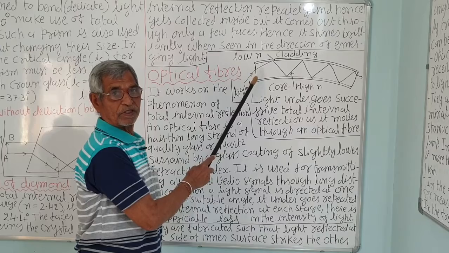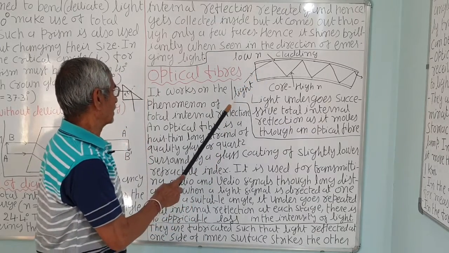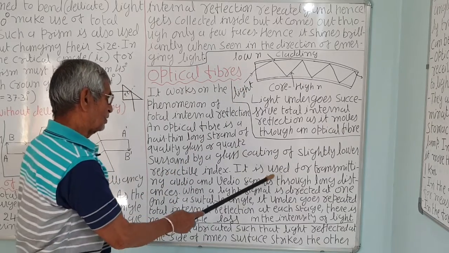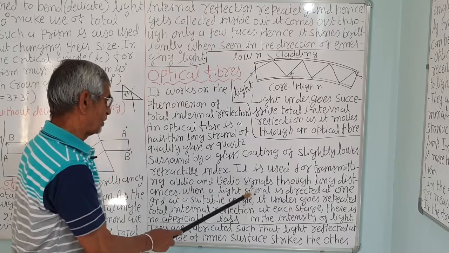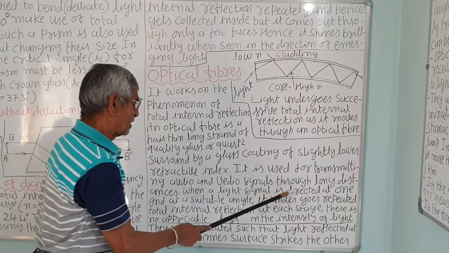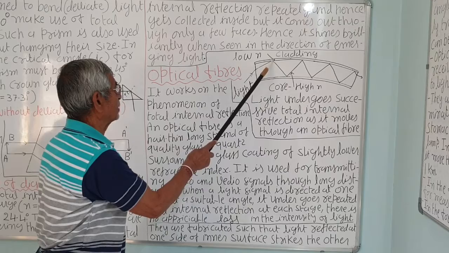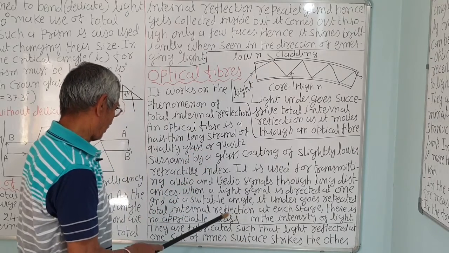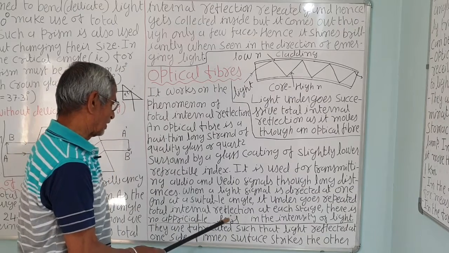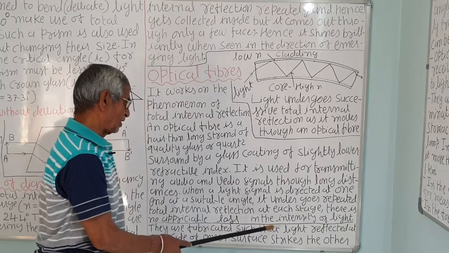That is, first it is to be converted into light, because it is for the light. So any electrical signal is first converted into light, and light is transmitted. It is used for transmitting audio and video signals through long distances. When a light signal is directed at one end at a suitable angle, greater than the critical angle, it undergoes repeated total internal reflection at each stage. There is no appreciable loss in the intensity of light.